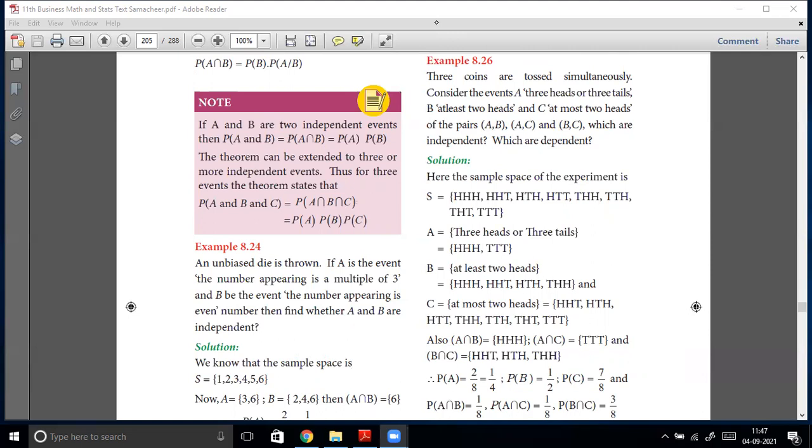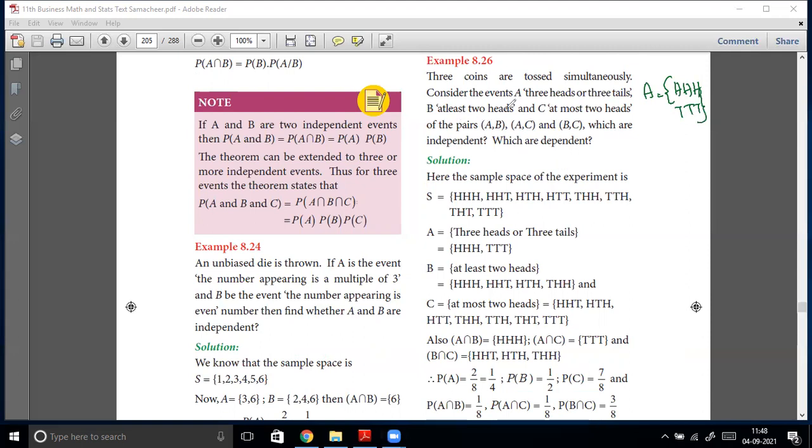Three coins are tossed simultaneously. Imagine 3 people are standing, and immediately they throw the 3 coins up. Consider the event A, 3 heads or 3 tails. So A is 3 heads or 3 tails. This is event A.